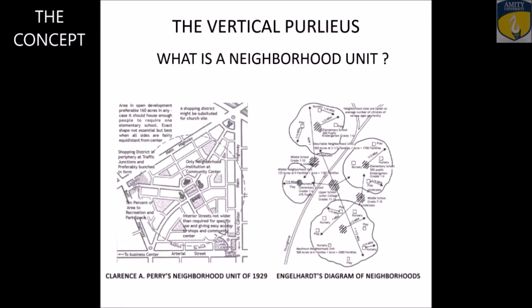Now, what is a neighborhood unit? As defined by Clarence Perry, a neighborhood unit is an area of 160 acres having a total population of around 5,000 to 6,000 people with an elementary school at its center, which is segregated from the vehicular road so that no student has to walk for more than a quarter of a mile, so is all the amenities planned near to the school. This concept is not viable in today's overcrowded urban centers and cities which do not have space anymore.